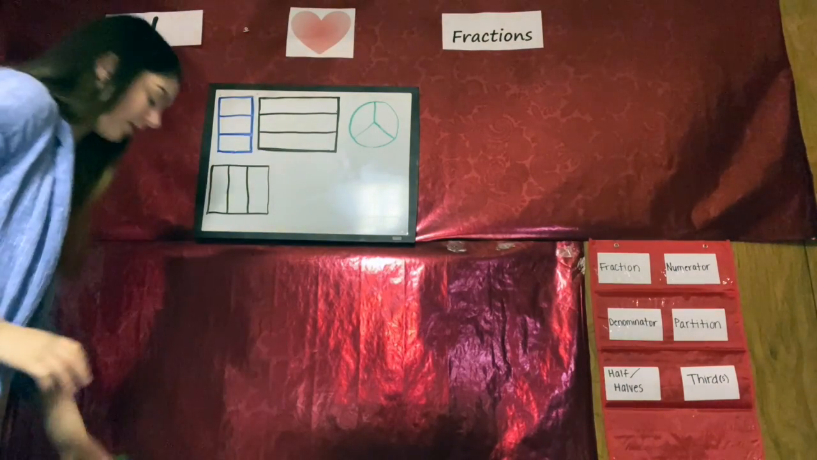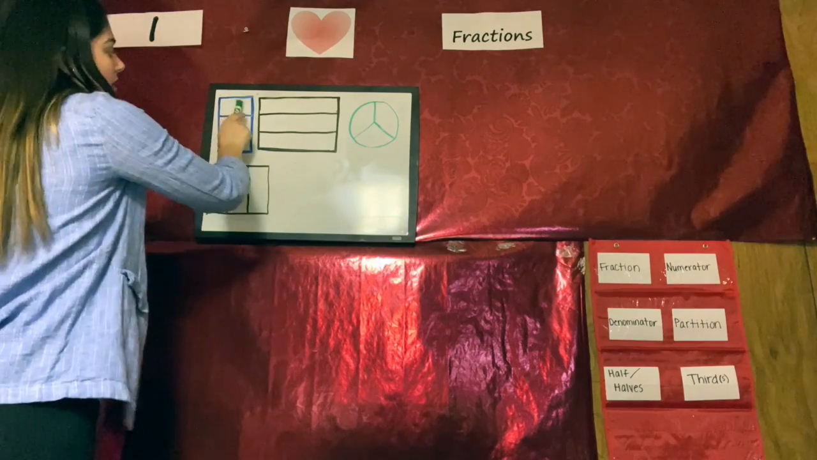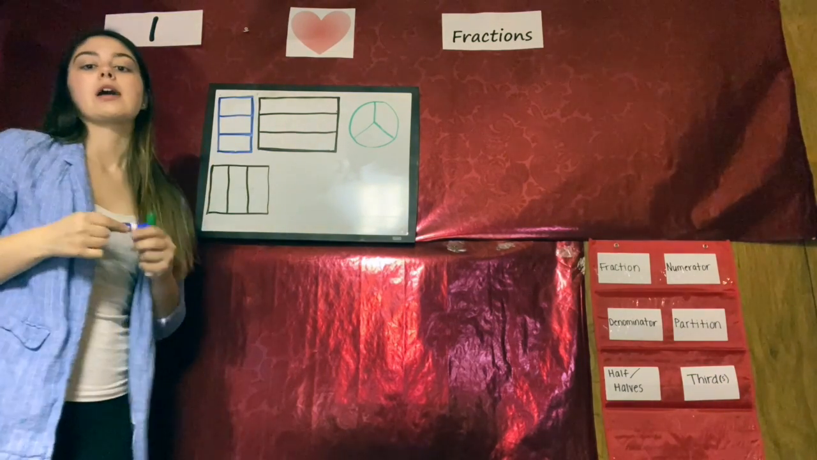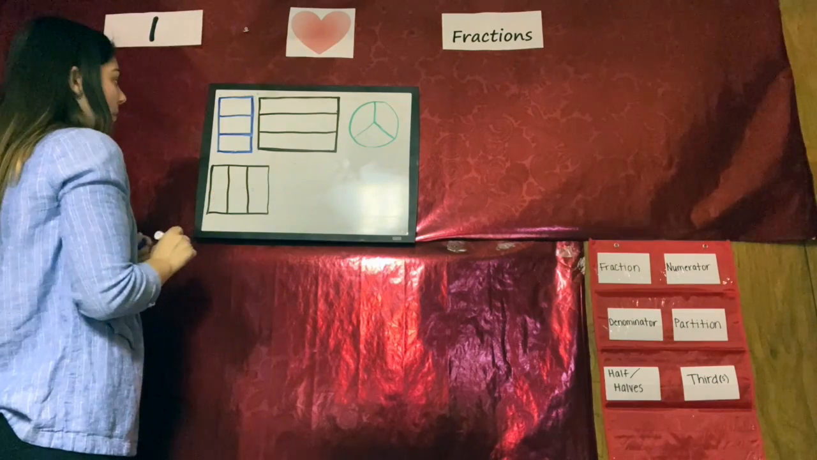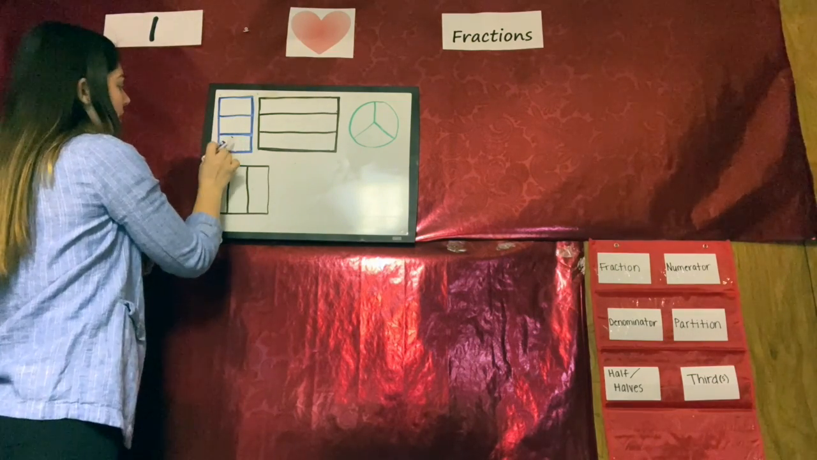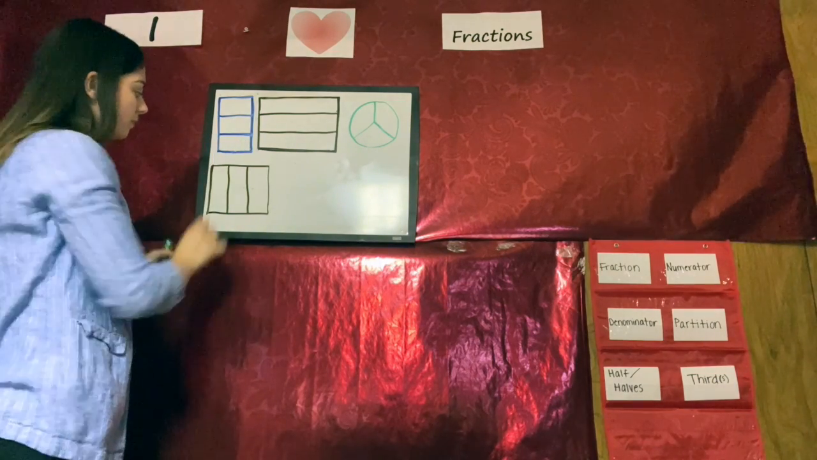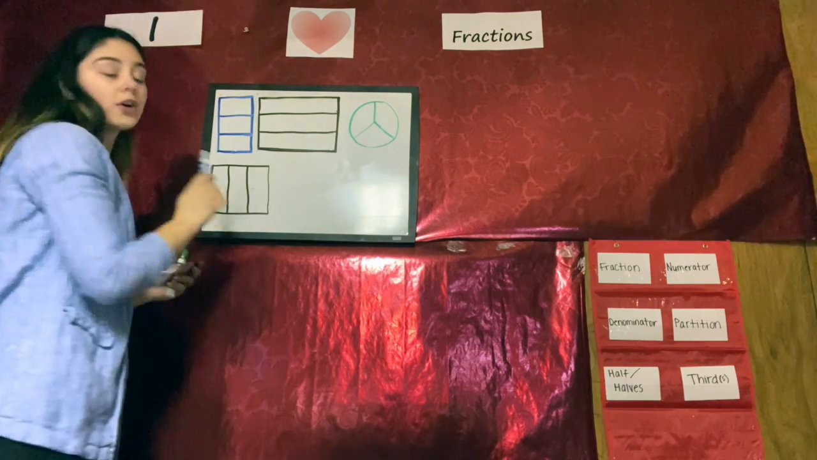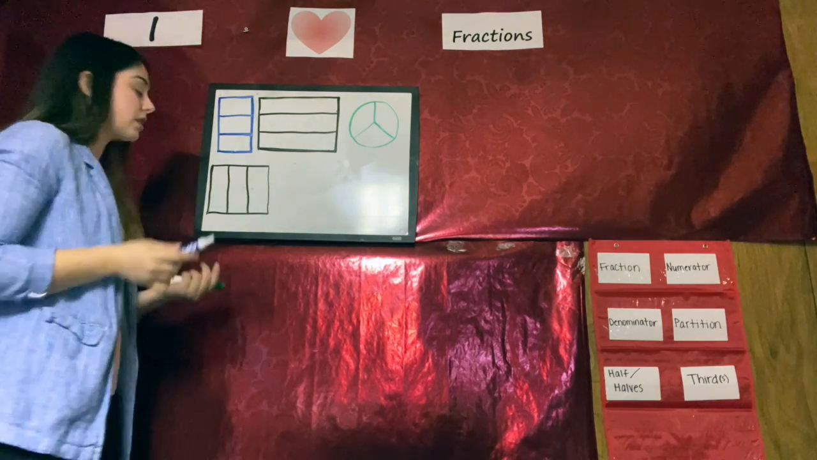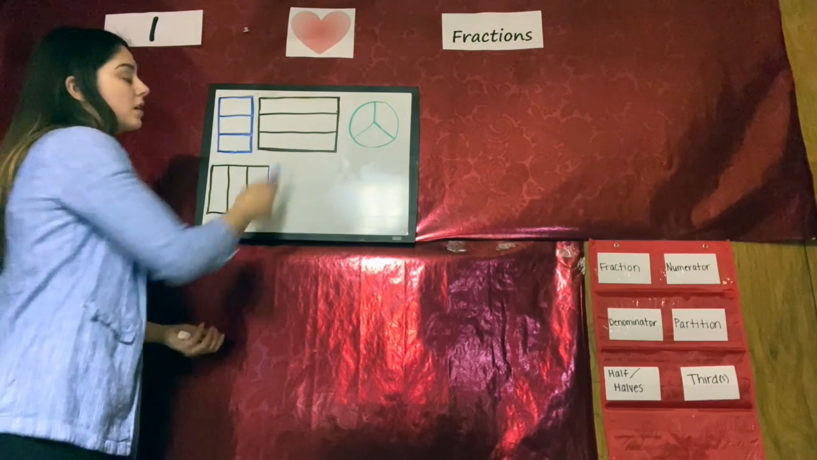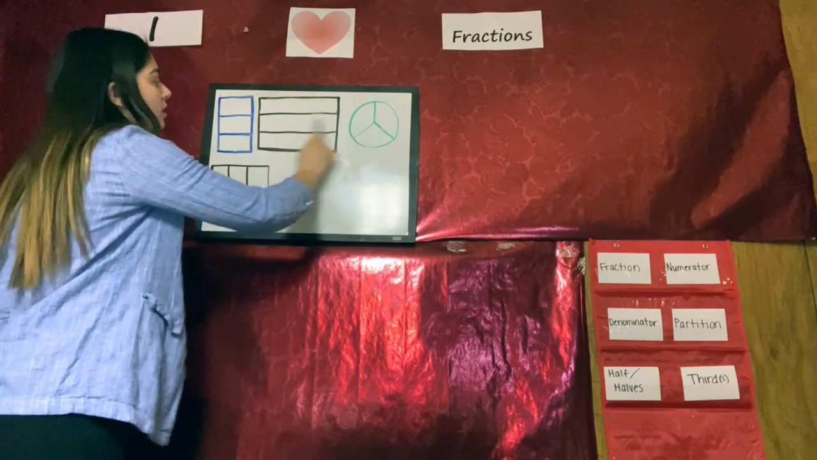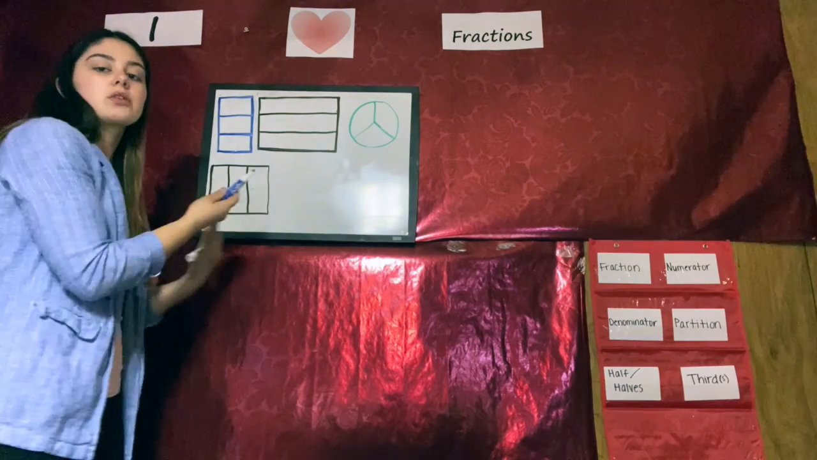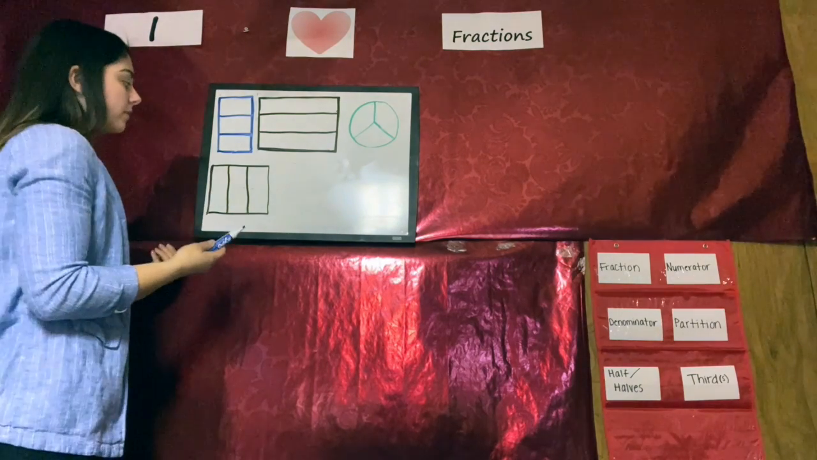Let's look at this rectangle. This rectangle is partitioned with 2 horizontal lines to create 3 equal parts. 1 part, 2 parts, 3 parts. This rectangle is partitioned with 2 vertical lines to create 3 equal parts as well. This rectangle is partitioned with horizontal lines to create 3 equal parts. Now these all represent a third.